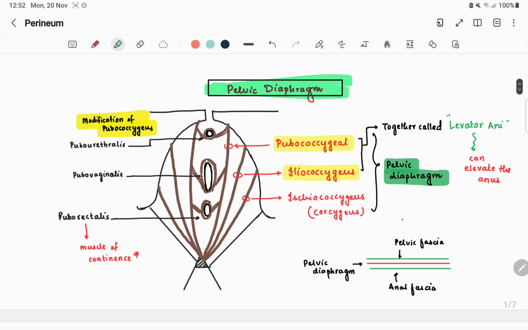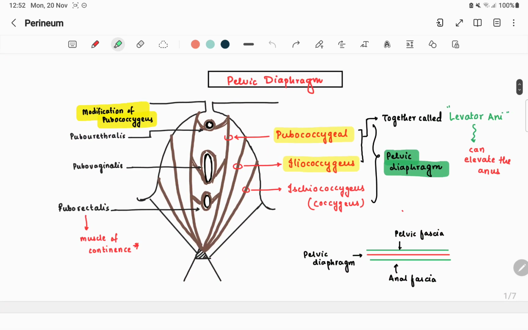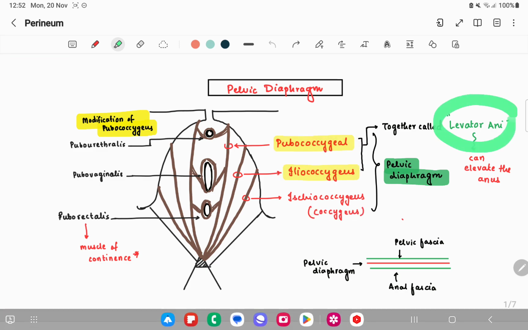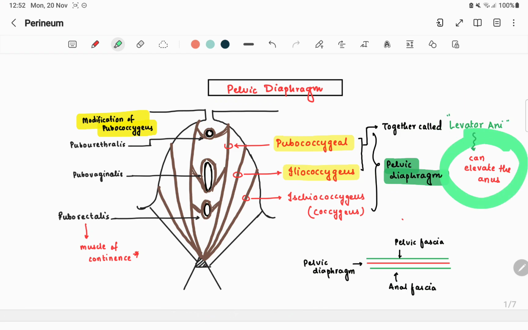About the pelvic diaphragm, three muscles are mainly there: pubococcygeus, iliococcygeus, and ischiococcygeus. That is also called the coccygeus, and the pubococcygeus and iliococcygeus together are called the levator ani, which can elevate the anus. These two muscles are elevating the anus, so it is called the levator ani. And this muscle is ischiococcygeus, also known as coccygeus.